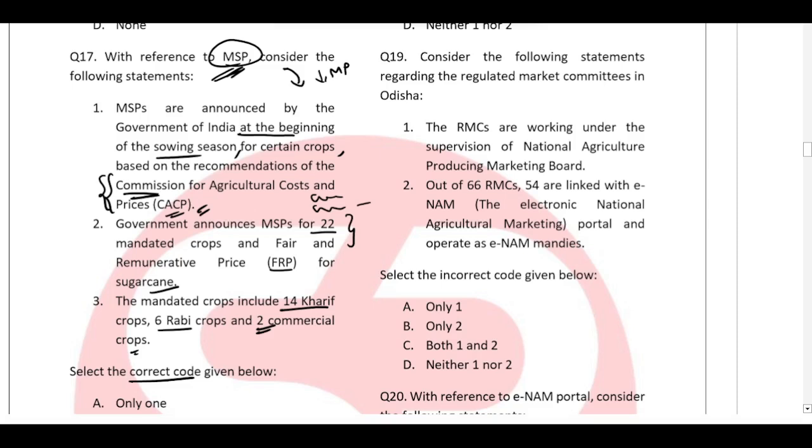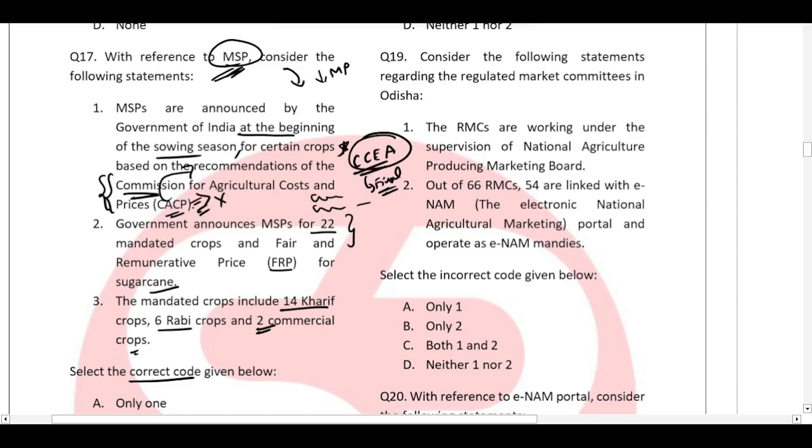And it is the Cabinet Committee on Economic Affairs, the CCEA, who will finally announce the MSP rates, who will take the final decision on the MSP. So if there is a question which says that the Commission for Costs and Prices announce the final MSP, that will be wrong because they only recommend the prices. Ultimate decision is taken by the Cabinet Committee on Economic Affairs. Remember that.